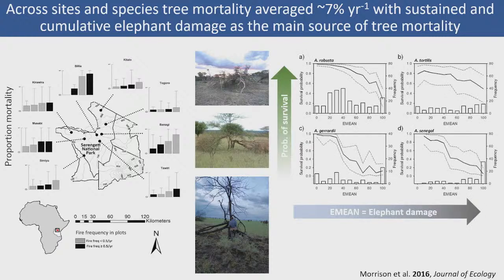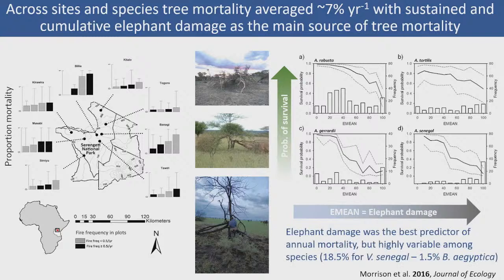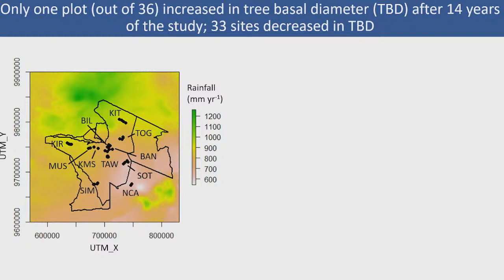It was, in fact, elephant damage, which was the single best predictor of annual mortality. So this is like the individual effect of an elephant impact in terms of severity on a tree, and then the probability of survival. And for all the species, obviously there was a negative relationship, but it varied a lot among species. There was an 18.5% annual mortality for Vachellia senegal and only 1.5% for Balanites aegyptiaca. So really quite different effects across species.